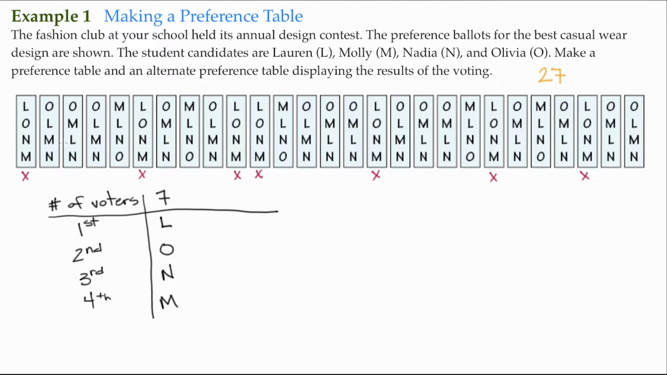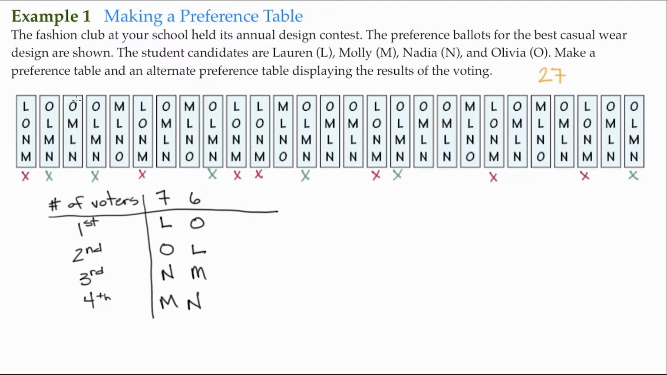So if we move on to the second ballot, I have O-L-M-N. So now there's probably more than just one that's going to be like that. So I'm going to go here. Here's one here, O-L-M-N. Here's a second one. A third one. Fourth. Fifth. And sixth. So I think we got them all. So there were 6 voters who ranked Olivia first, Lauren second, Molly third, and then Nadia fourth.